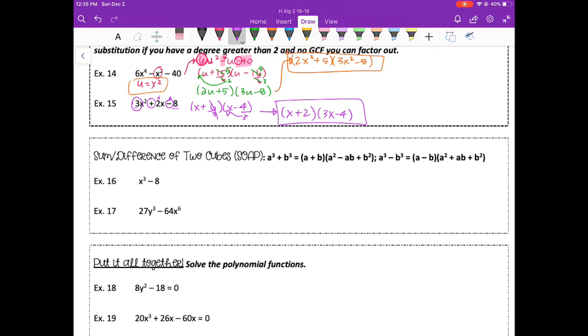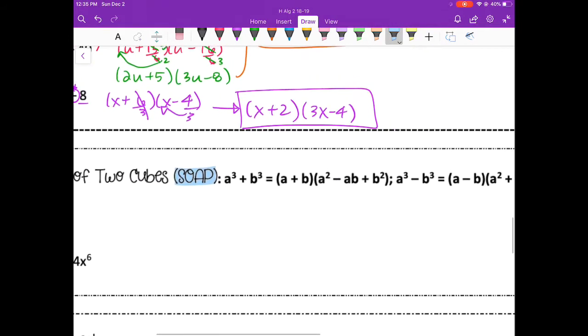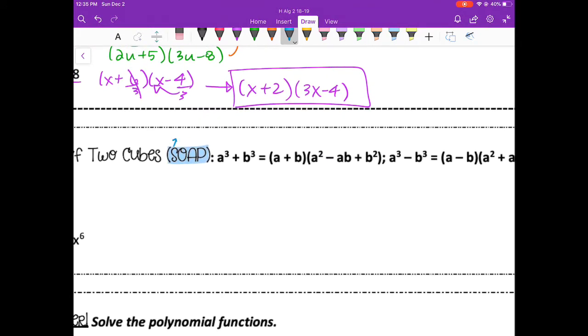Our new pattern for this time around is the sum and difference of two cubes. I remember it by calling it the SOAP pattern. SOAP stands for same sign, and then next comes the opposite sign. Your last sign will always be positive.